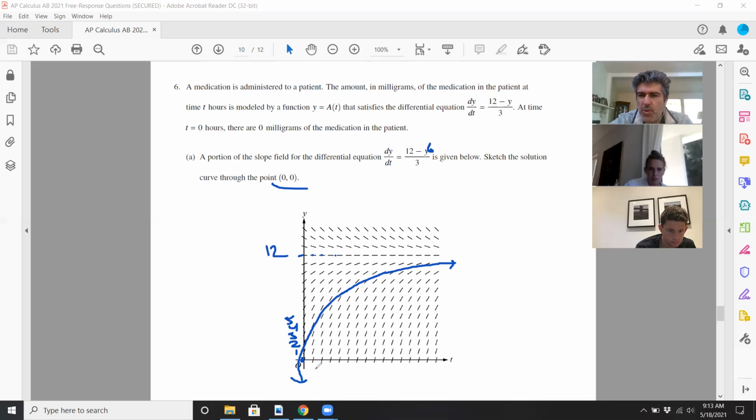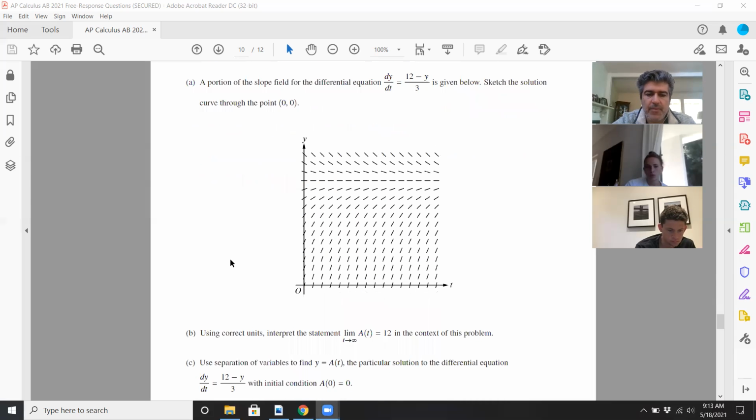I guess they probably just give you 2 points for this one at most. 1 point for passing through (0, 0), 1 point for showing a horizontal tangent as you get closer to y equals 12. So don't overcomplicate that one, and just do your best to follow the contours of the slope field. That's all.